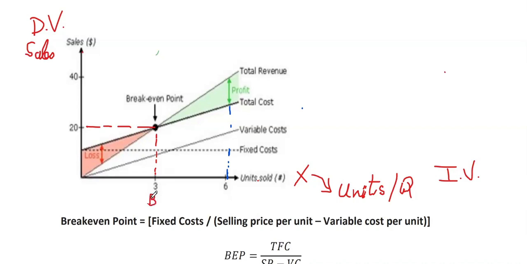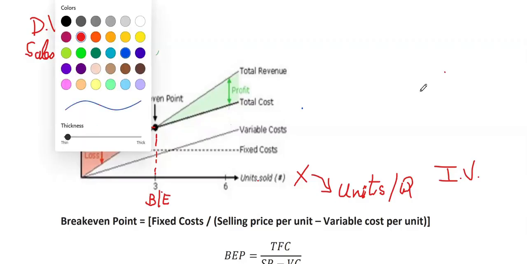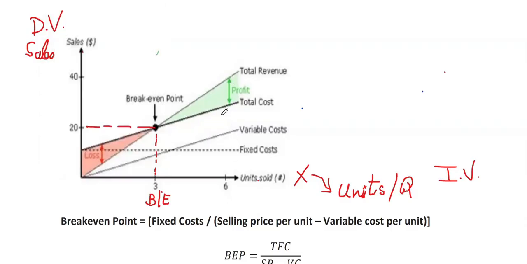No profit, no loss. Exactly. So this is the break-even point. Excellent. So if the company is currently producing and selling 6 units, is it profitable? Yes, sir. Of course, quite profitable, right?